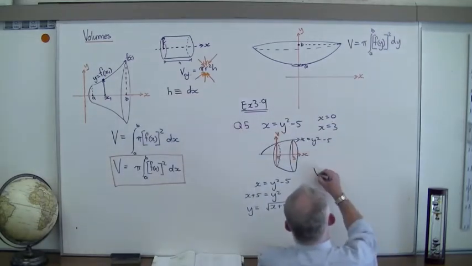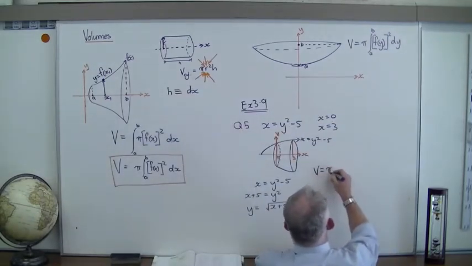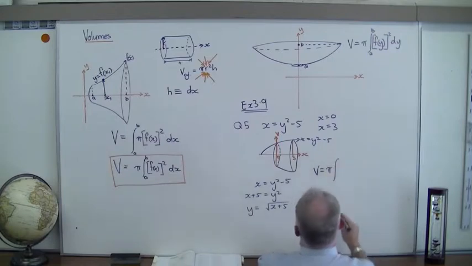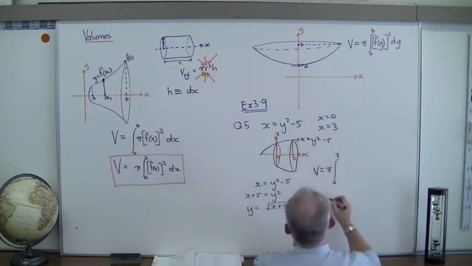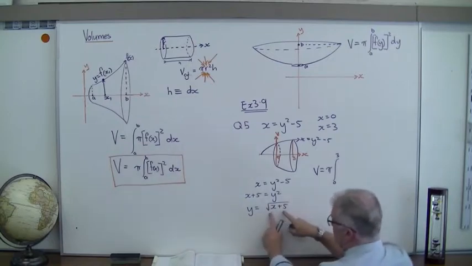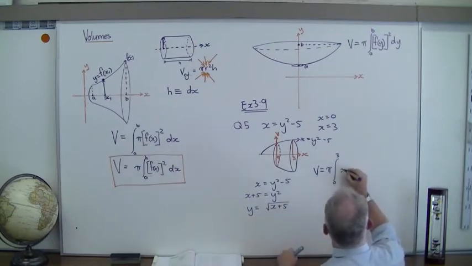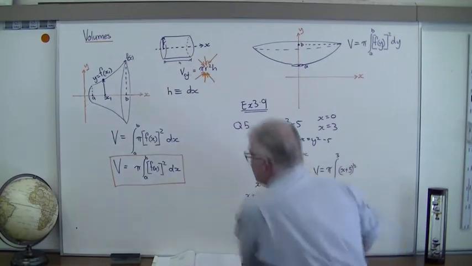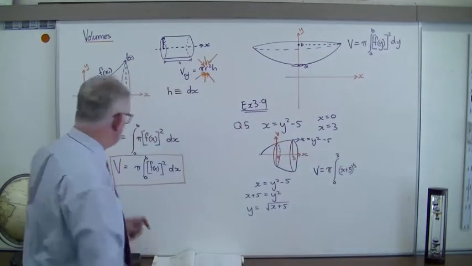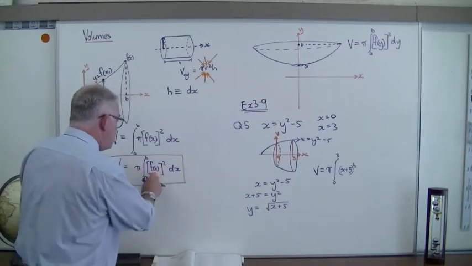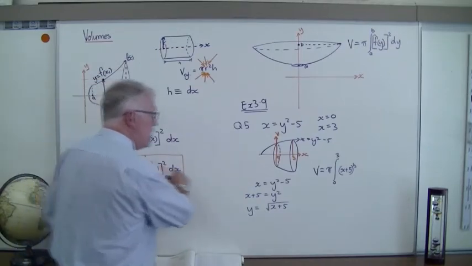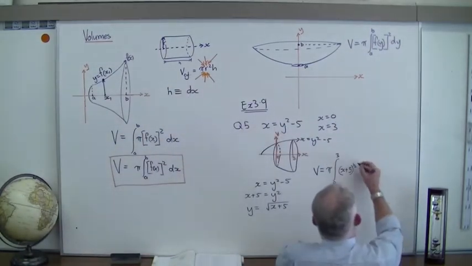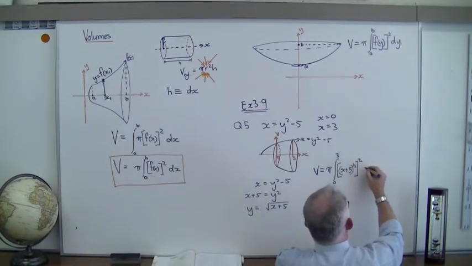So the volume is equal to pi outside of the integral from 0 to 3, of the function of x, which is x plus 5 to the power of a half. And here's the bit that is really essential. It's the function of x squared. The function of x squared. So here's the function of x squared dx.